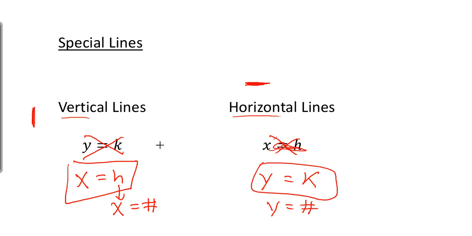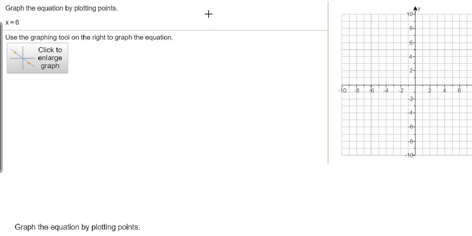So I'm really sorry about this. I need to go back and fix that in my notes. All right. So these are special lines. So x equals 6. We just said that would be a vertical line. And so what this is telling me is that the x coordinate has to always equal 6 no matter what.